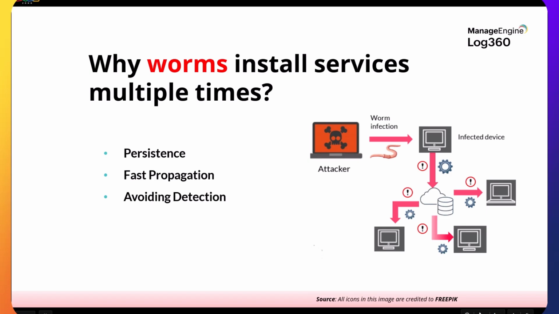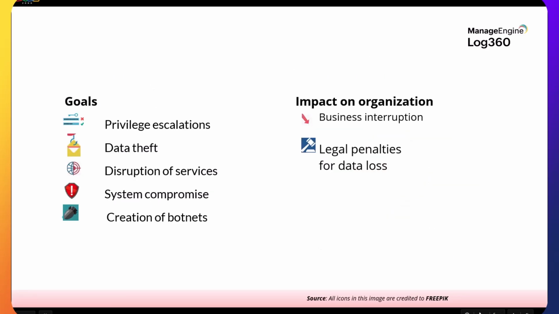Some worm variants can also install multiple services with slight variations in code or behavior in an attempt to make it harder for antivirus and security software to detect and block all instances of the worm. Worm infections within the network may be launched with the purpose of escalating privileges, compromising systems, stealing data, or even creating botnets to launch DDoS attacks. This leads to business interruptions, not to mention legal repercussions if there is data loss.